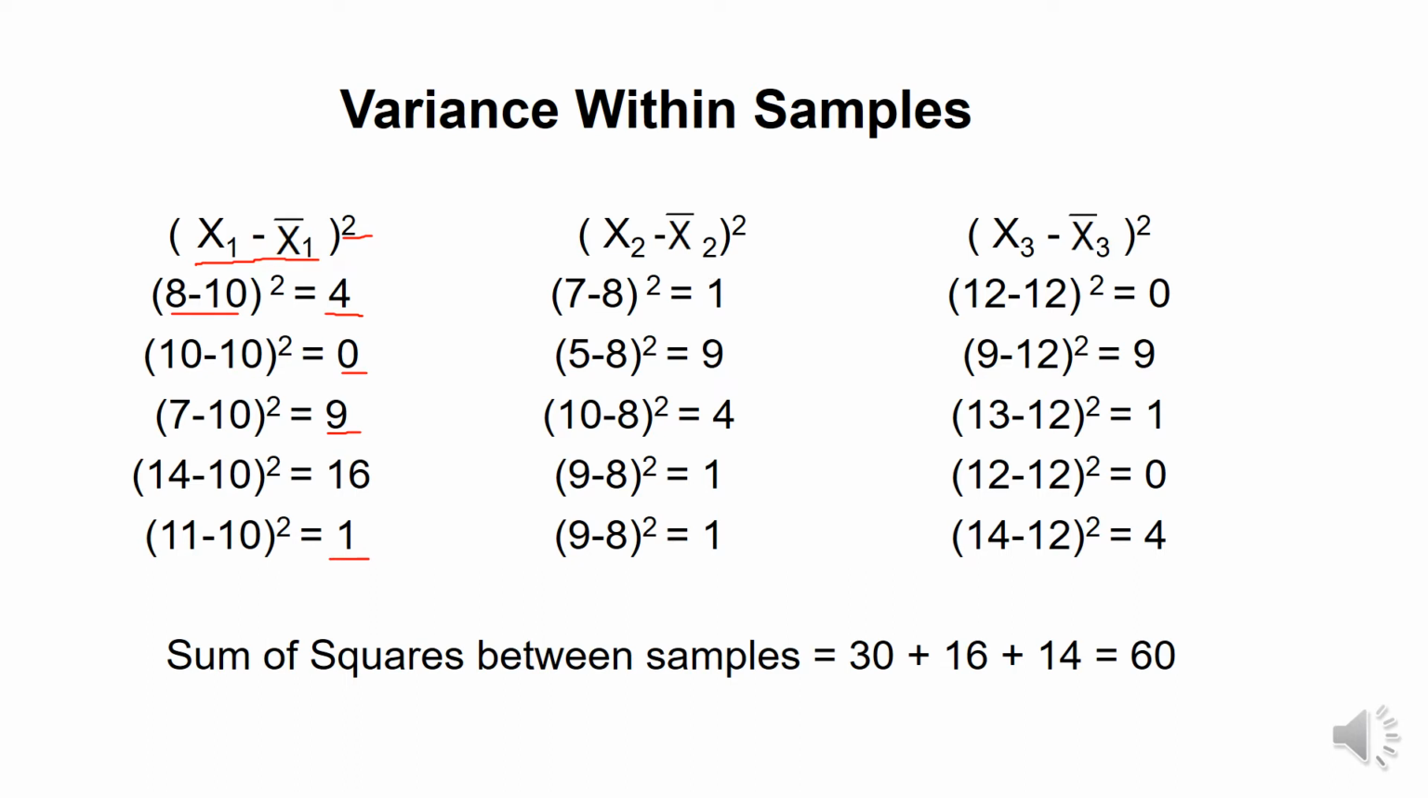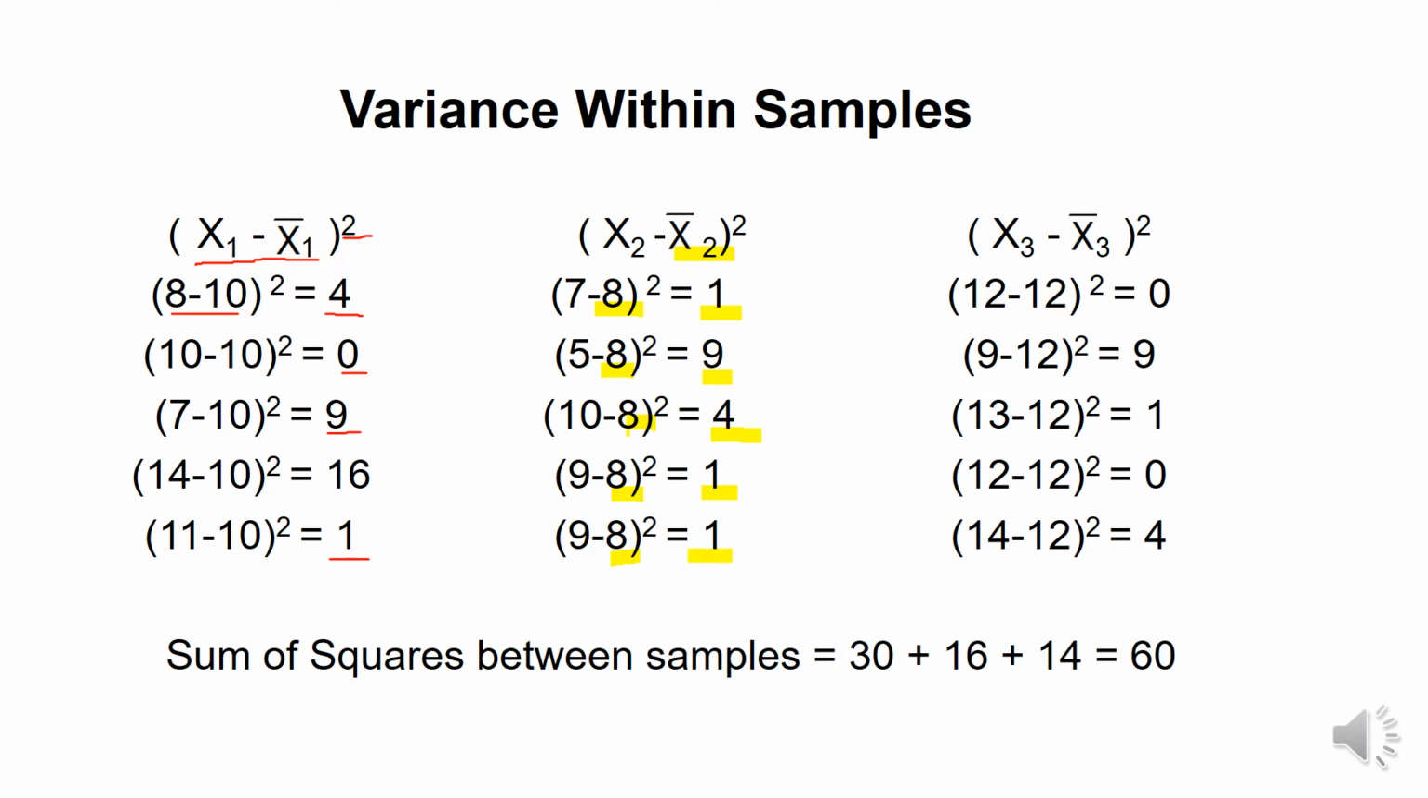Similarly, we'll now take it for variable second. For variable second, the mean for variable 2 is 8. So we listed it for all the items in this case. Now we'll take the difference of individual items for variable 2. 7 minus 8 whole square is equal to 1. 5 minus 8 whole square, minus 3 whole square, is equal to 9. 10 minus 8 whole square, 2 square, is equal to 4. 9 minus 8 whole square, 1 square, is equal to 1. 9 minus 8 whole square, 1 square, is equal to 1.